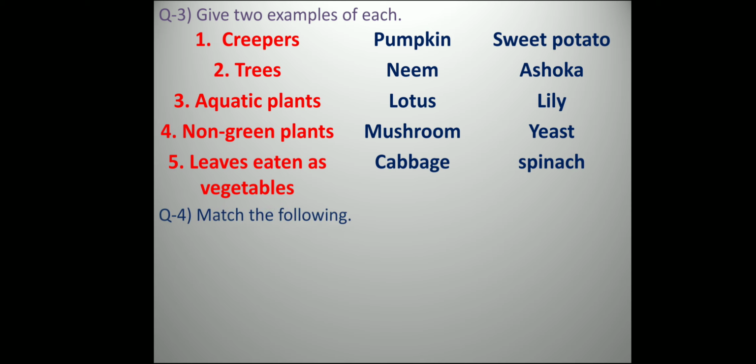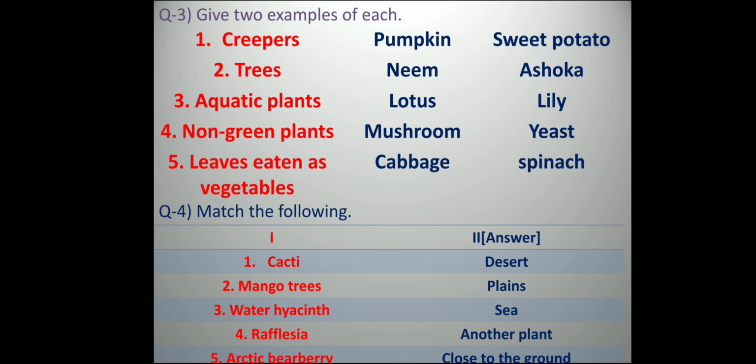Question number 4. Match the following. First one is cacti. So answer is desert. Mango trees. The answer is plains. Water hyacinth. Answer is sea. Rafflesia. Answer is another plant. Arctic bearberry. Answer is close to the ground.